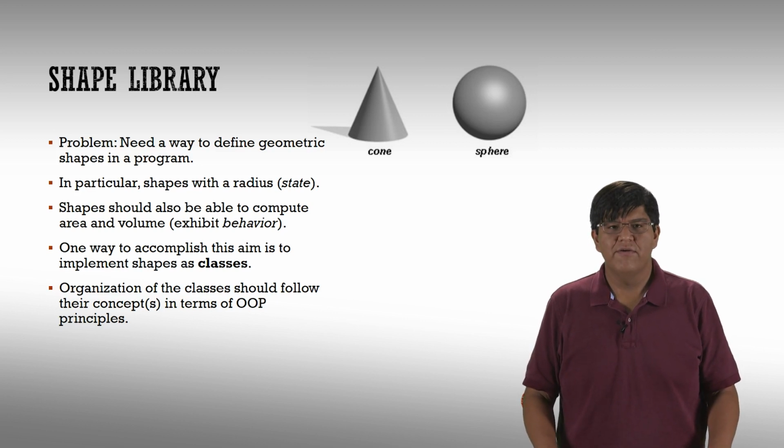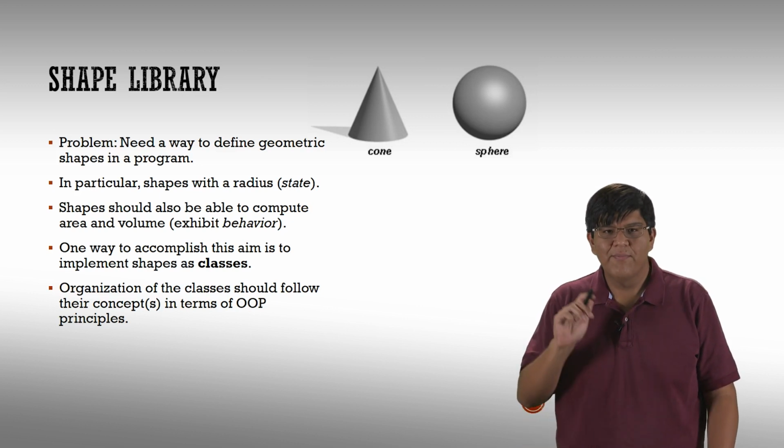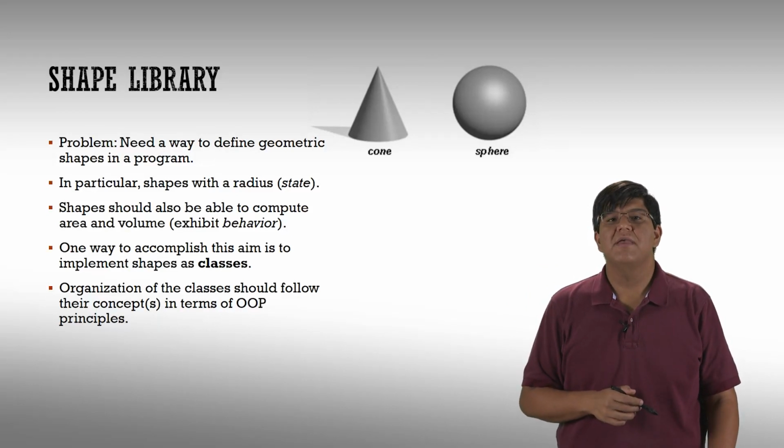So now we're going to kind of up the bar a little bit and do something a little bit more complicated. So what I want to talk about right now is this idea of a shape library. So this somehow no longer has the flavor of an algorithm, which is what the previous example was about. Rather here we're talking more about data representation or data structures. So what I want to do is the following. This is my problem that I'm trying to solve. I want to have some way to define geometric shapes in a program.